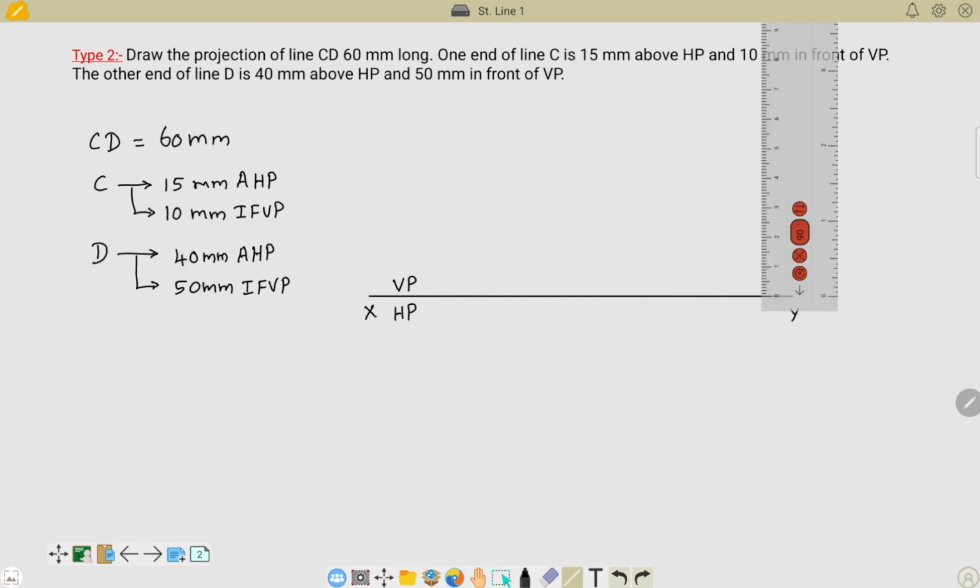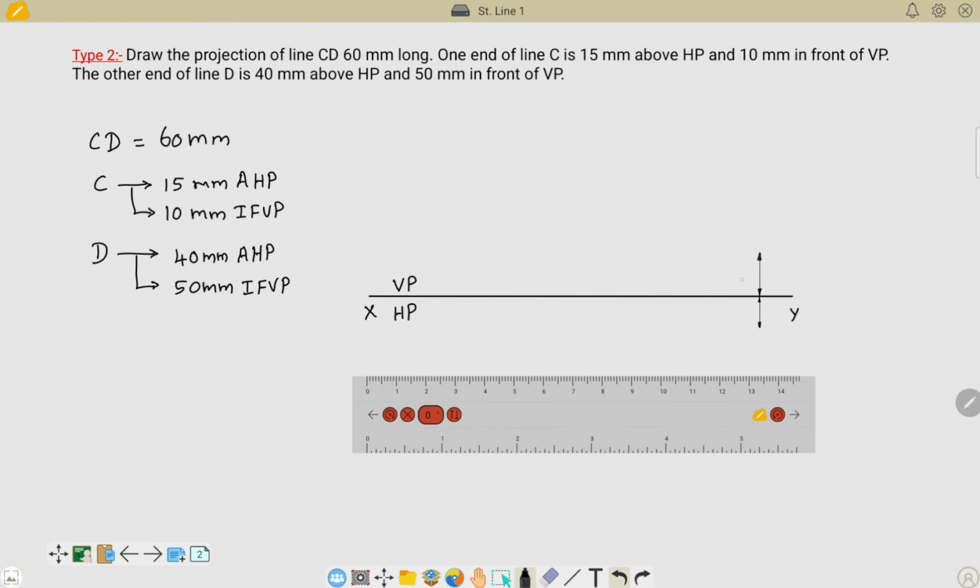Placing my scale perpendicular to your XY line, I am taking a distance of 15 millimeters above the horizontal plane. Similarly, I am placing my scale perpendicular to your XY line and taking a distance of 10 millimeters in front of the vertical plane like this. It takes this distance, and this is 15 millimeters and this is 10 millimeters.